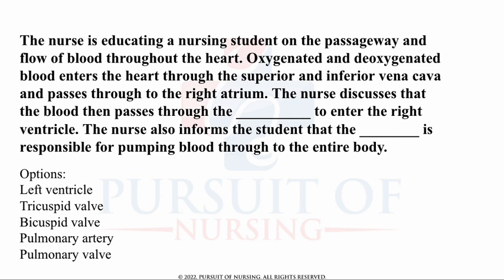All right, so this is a drag and drop style question that you're going to see on the Next Generation NCLEX. This is going to test your knowledge of physiological integrity in regards to the blood flow throughout the heart. So the nurse is educating a nursing student on the passageway and flow of blood throughout the heart. Oxygenated and deoxygenated blood enters the heart through the superior and inferior vena cava and passes through to the right atrium. The nurse discusses that the blood then passes through the blank to enter the right ventricle. The nurse also informs the student that the blank is responsible for pumping blood through the entire body.